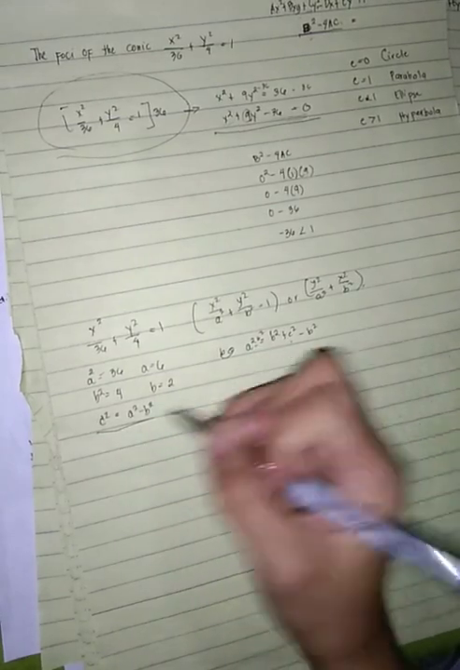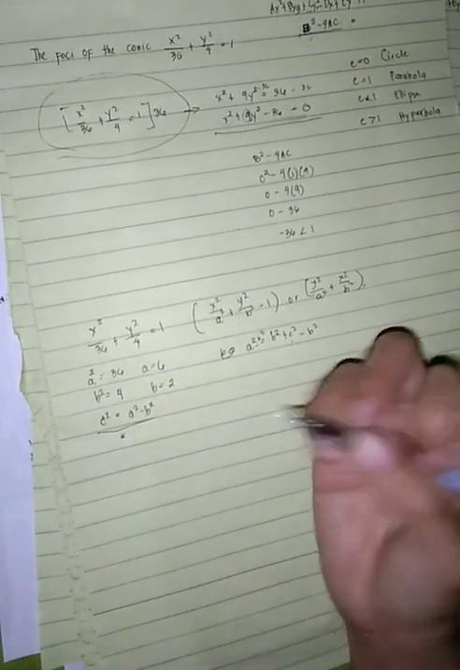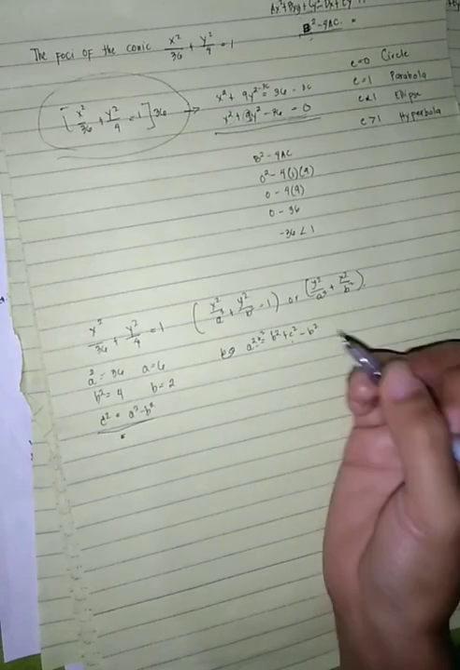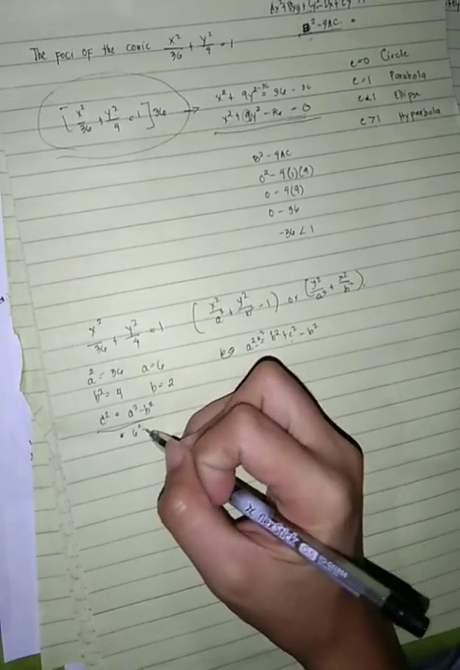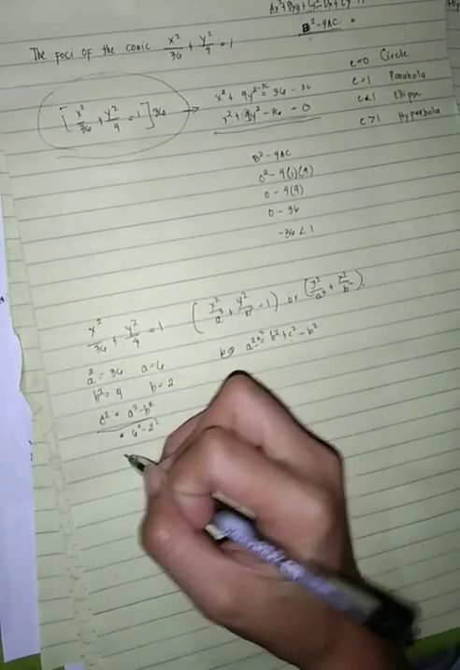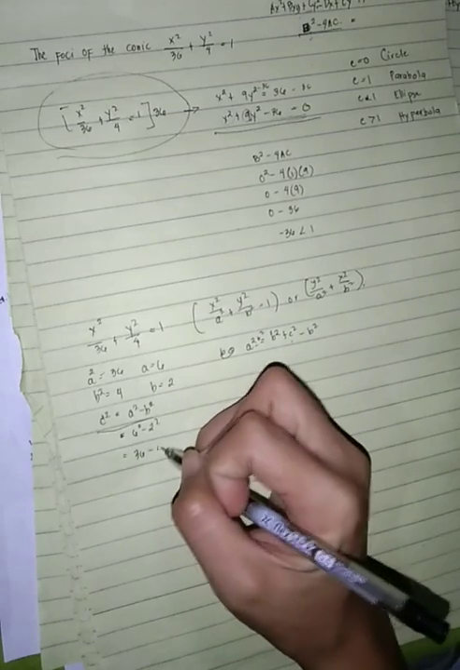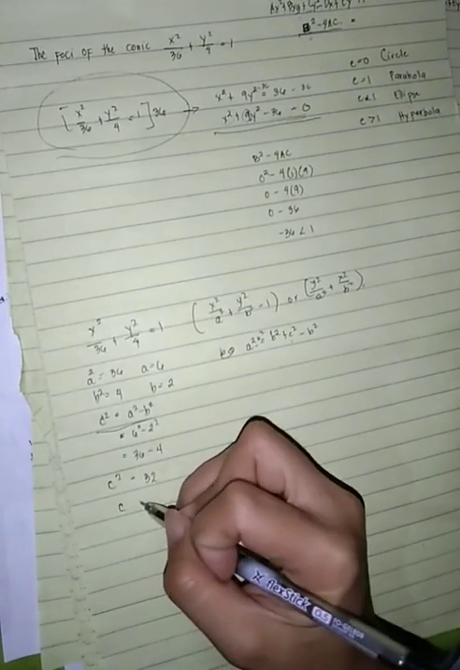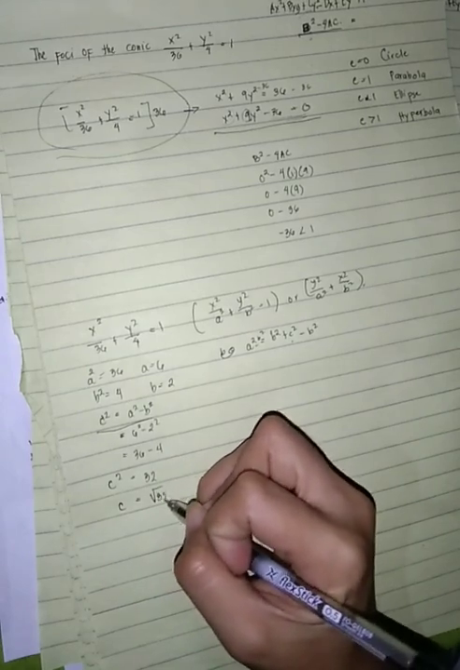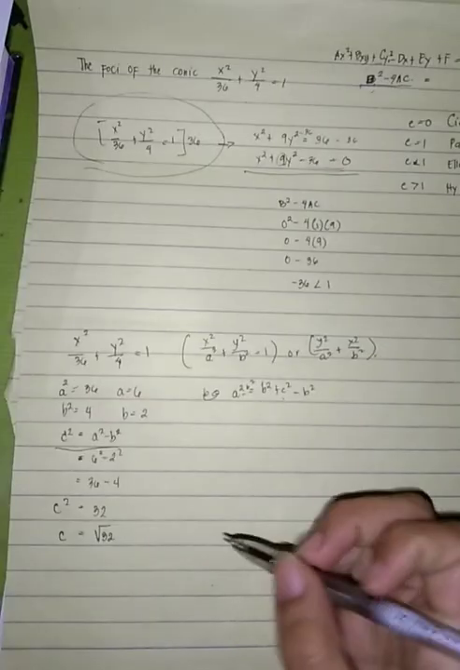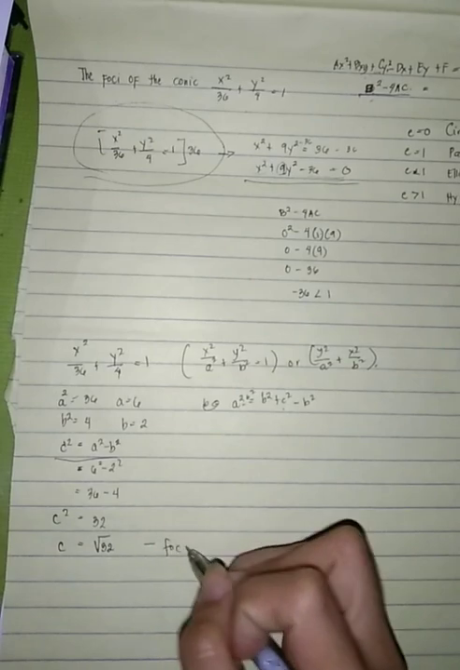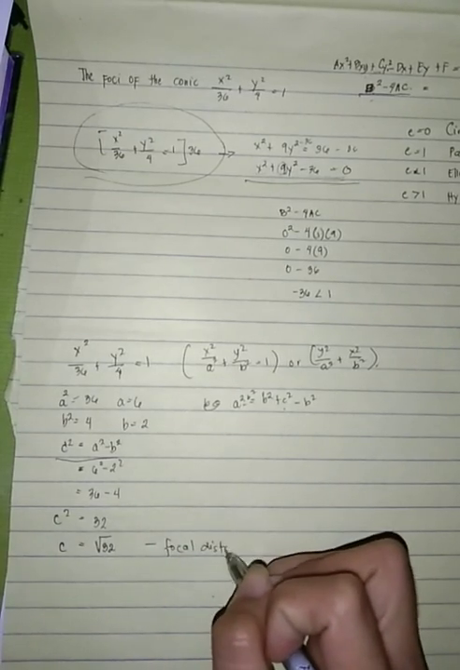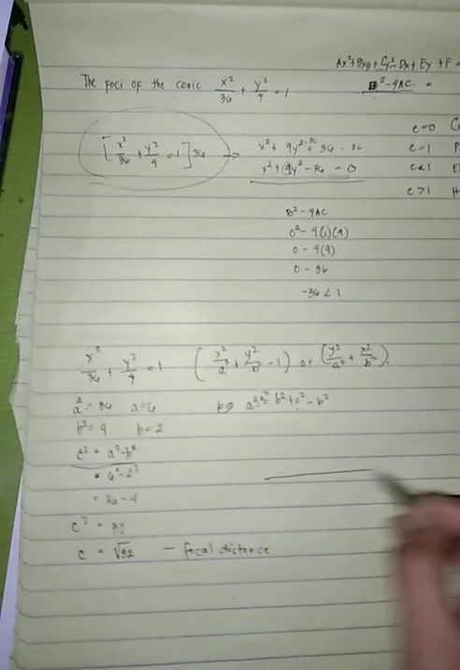Okay, so substitute the values. a is 6, so 6 squared minus 2 squared, 36 minus 4. So our c squared is equal to 32. Therefore, our c is the square root of 32. So we know that our c is our focal distance.